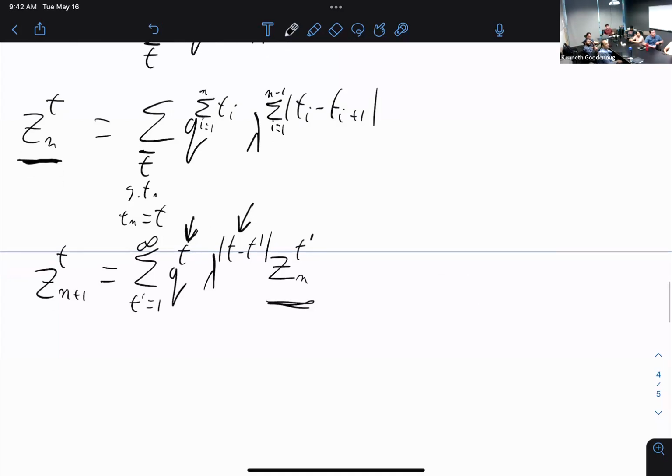So this already gives a recursive formulation. One could, in principle, put this in Mathematica or something like that and evaluate this. But it turns out there's an even nicer way of looking at this.